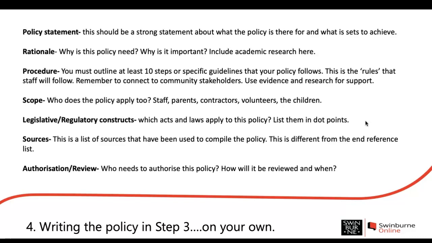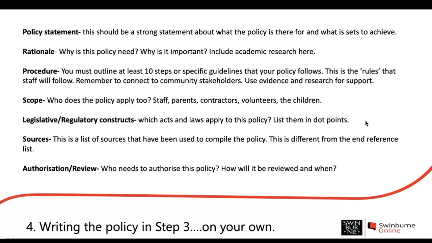We'll give you some more examples on your procedure. I know I keep saying that over and over, but in our interactive collab. Your scope is a very quick sentence about who the policy applies to. So you're just going to say, this policy applies to all educators, visitors, casual staff, and management of the service. And it's a very short sentence.